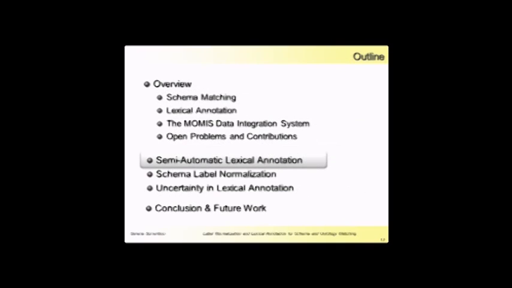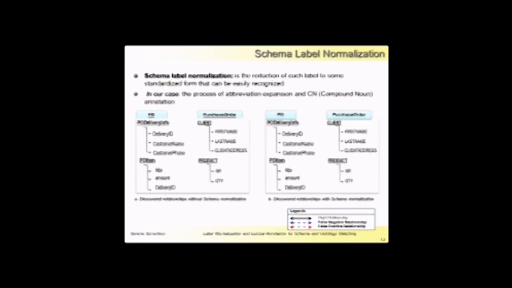The second problem I addressed has been the problem of schema label normalization. As we have seen before, in order to perform automatic annotation, we need to deal with the problem of non-dictionary words. To do that, we need to study a method to perform schema label normalization, that in general can be defined as the reduction of each label to some standard form that can be easily recognized. In our case in particular, we define schema label normalization as the process of abbreviation expansion and compound noun annotation.